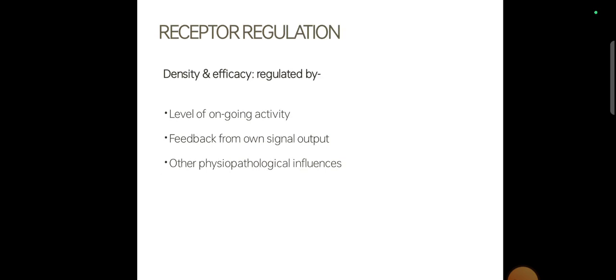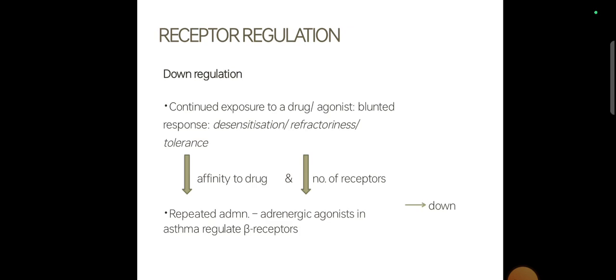Receptor regulation: density and efficacy are regulated by the level of ongoing activity of the receptor, feedback from signal output and other physiopathological influences. Down regulation: continued exposure to a drug agonist causes blunted response, desensitization, refractoriness or tolerance, with decreased affinity to drug and number of receptors. Repeated administration of adrenergic agonist in asthma down regulates the beta receptors.